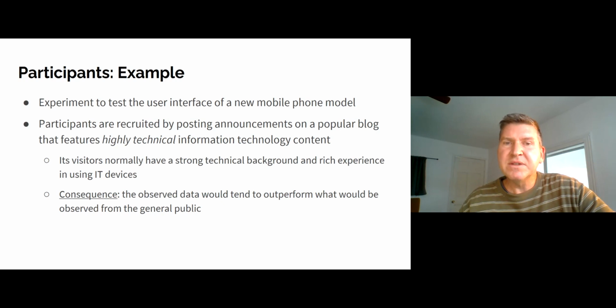So our graduate students, especially ones that are focused on IT or HCI, are they particularly good examples or samples that were representative of our general population? They're typically not. What this means is you need to be very careful with the external validity.